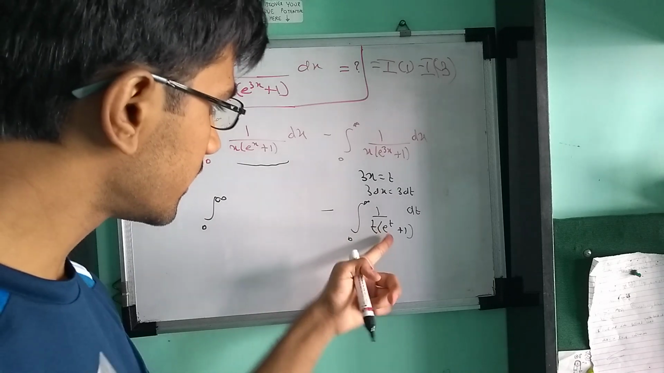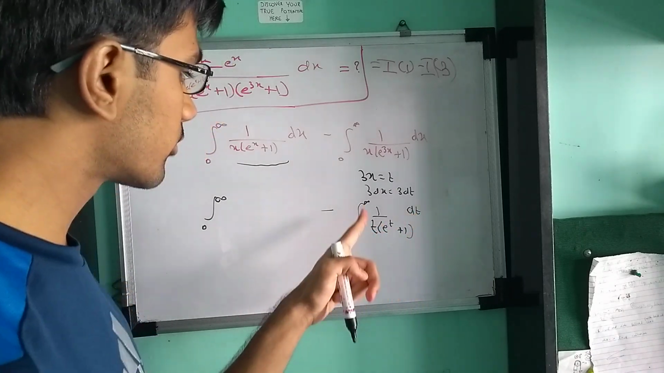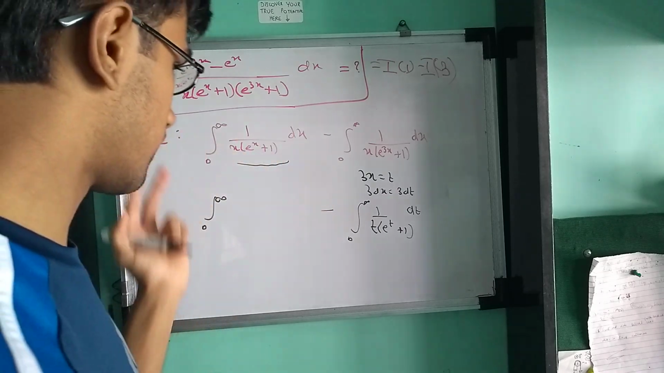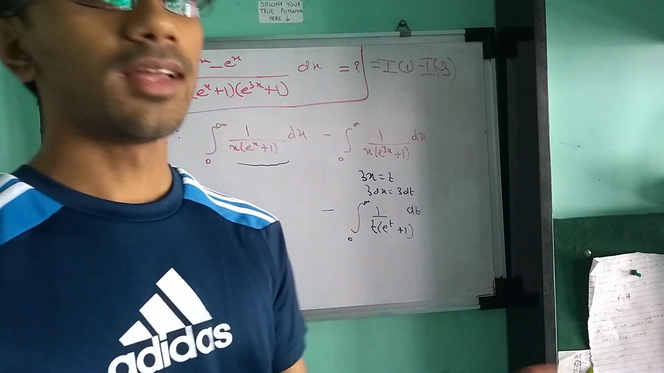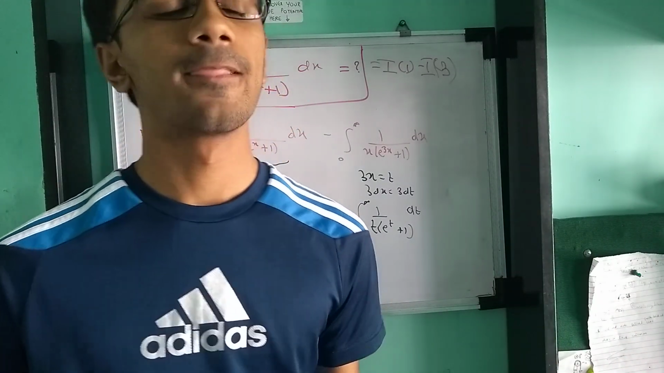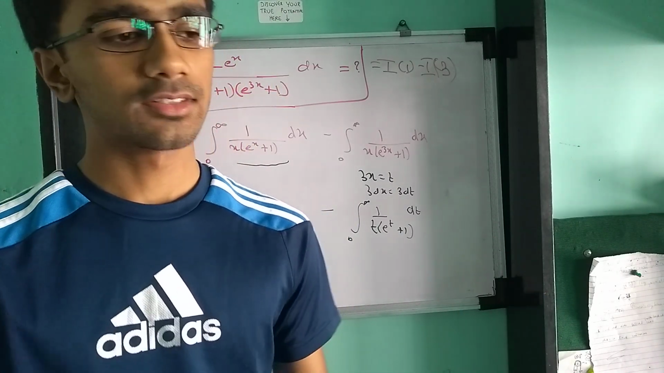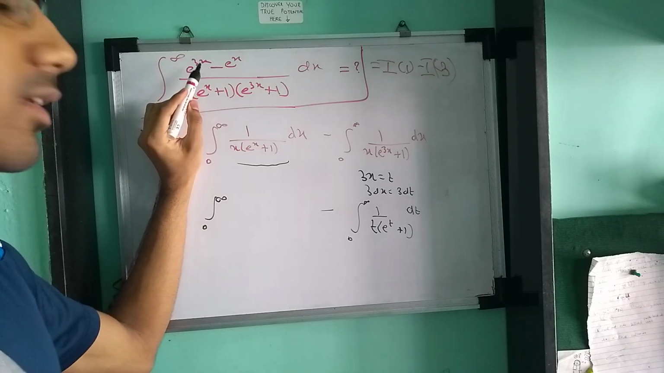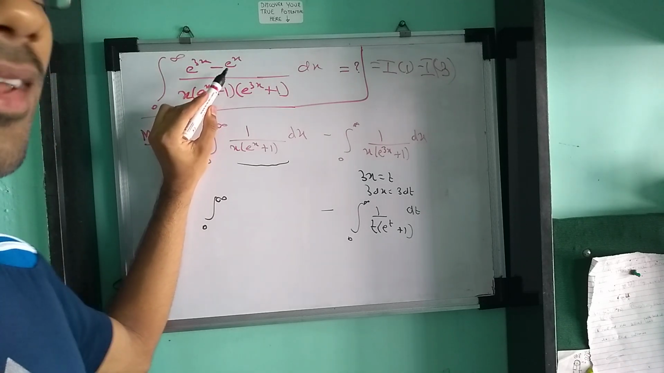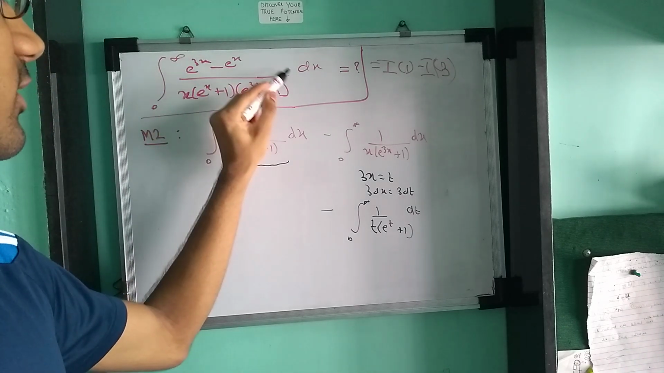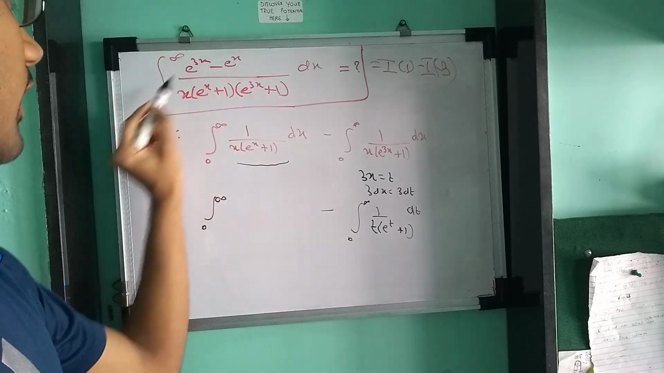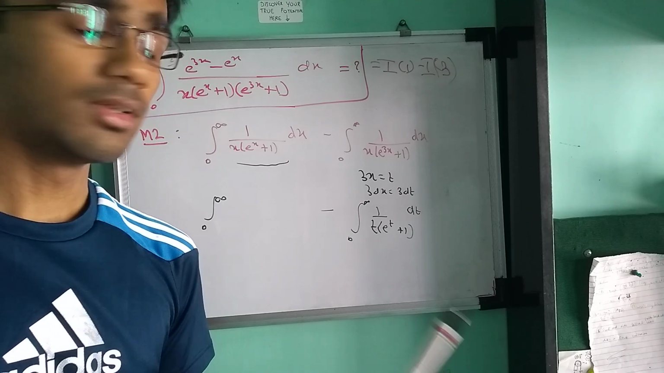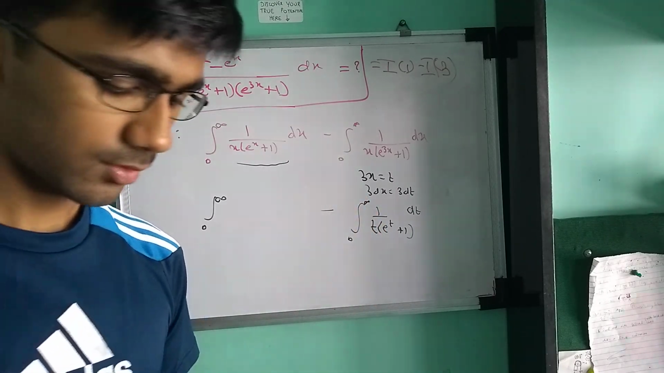This is also 1 by t e to the power t plus 1 dt from 0 to infinity, and this is also 1 by x e to the power x plus 1 dx from 0 to infinity. So they cancel out and say that the answer is 0. But the answer actually is not 0. You can see clearly that e to the power 3x is greater than e to the power x. This expression is always positive for x greater than 0. So how can this be 0? There is an error in this argument.